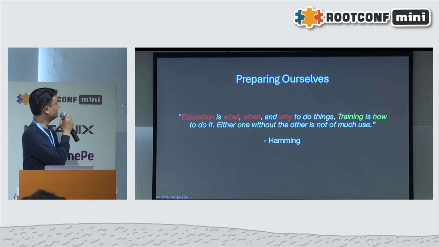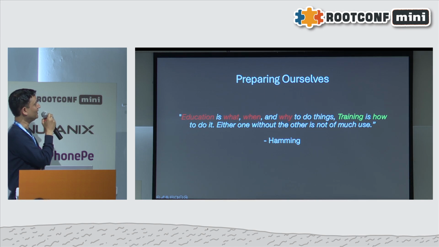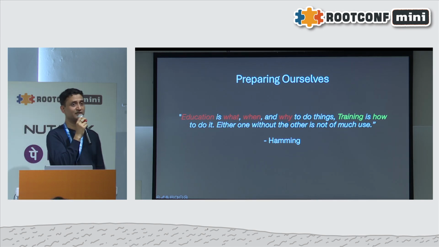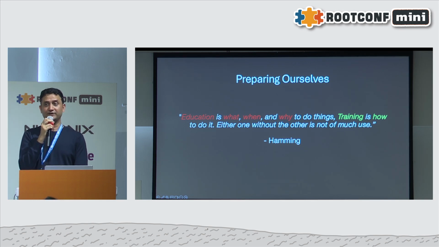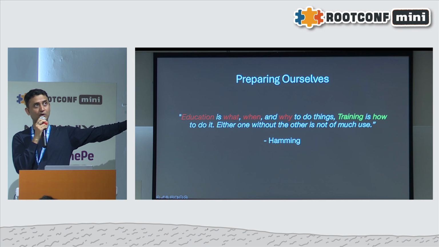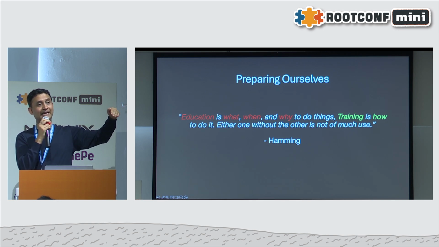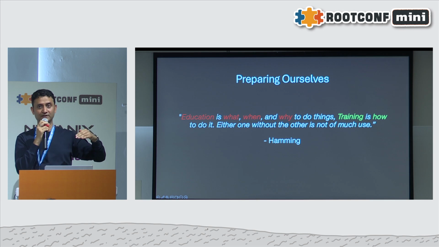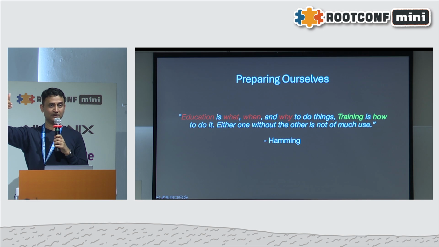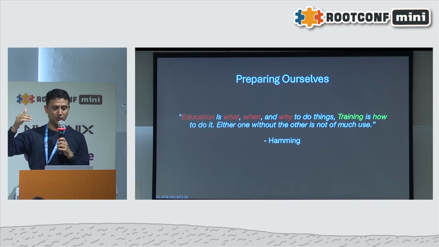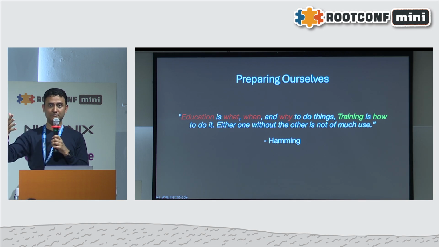Richard Hamming, one of the greats in our field, said this: education is what, when, and why to do things. Training is how to do it. Either one without the other is not of much use. Okay? I think this is a very relevant quote when we think about how the increase in accessibility of technology allowed a lot of people to become productive just by training themselves, just how to program, and that is sufficient to add value. But as we get into the next stage of systems building, I strongly feel we'll see a lot more need for understanding the what and the why behind things.